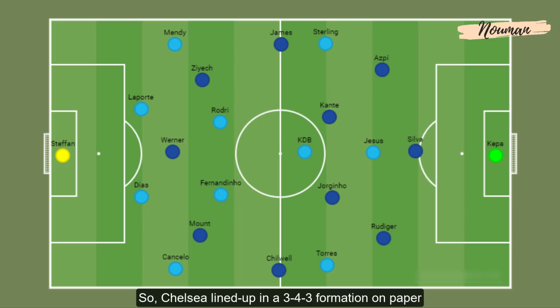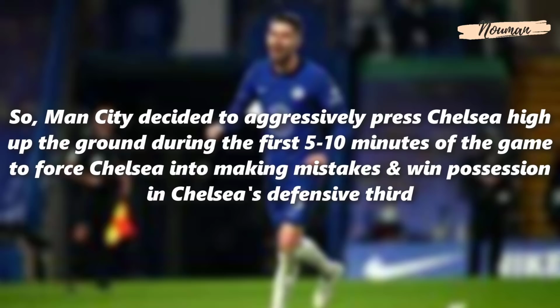So Chelsea lined up in a 3-4-3 formation on paper, but their formation on the ground was mostly 3-5-2, with Mason Mount playing in behind Timo Werner and Hakim Ziyech. While Manchester City on the other hand lined up in a 4-2-3-1 formation on the ground, which mostly changed to 2-3-5 with possession. So Man City decided to aggressively press Chelsea high up the ground during the first 5 to 10 minutes of the game, to force Chelsea into making mistakes and win possession in Chelsea's defensive third.